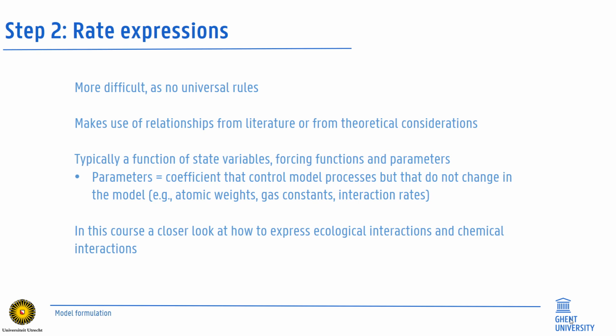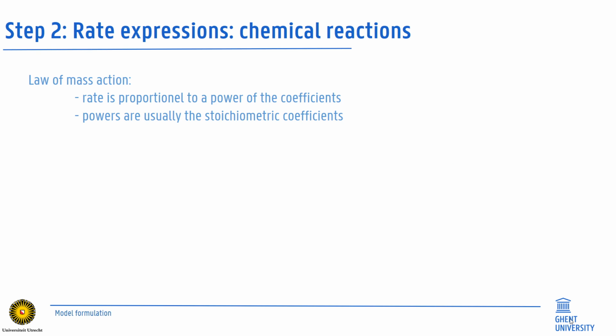Rate expressions are typically a function of state variables that you defined earlier, but also the forcing functions that impact these fluxes and static parameters that control the model processes but do not change with the model. Atomic weights, gas constants, and interaction strengths are examples of such parameters. In this course, we will take a closer look at how to express ecological and chemical interactions. Let us first start with chemical reactions.